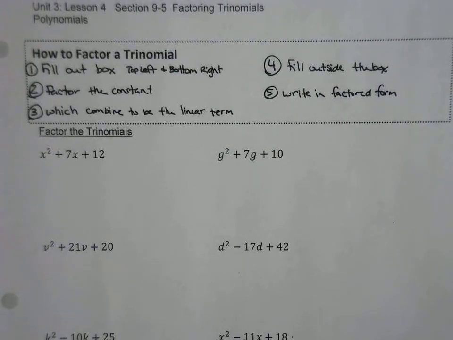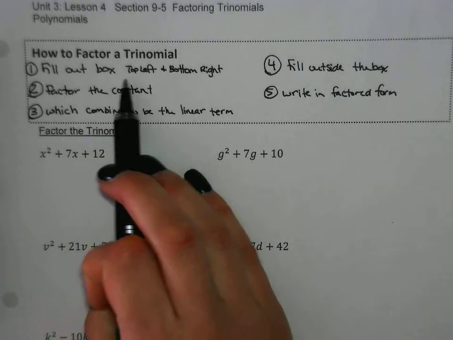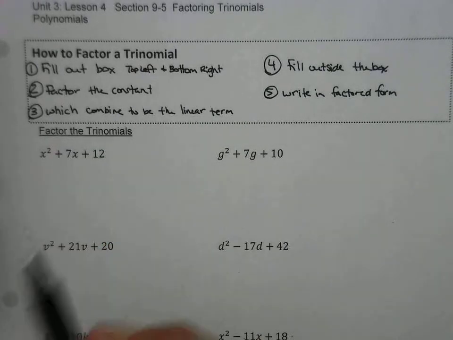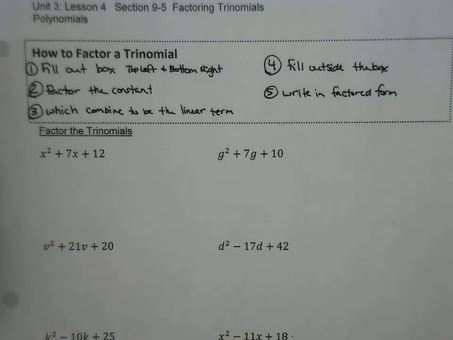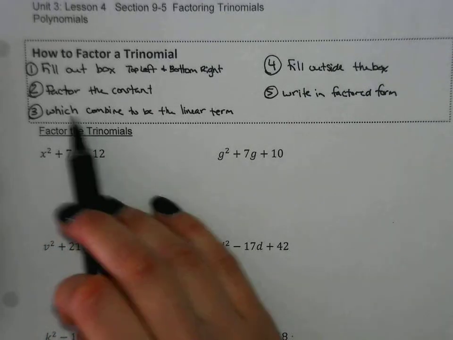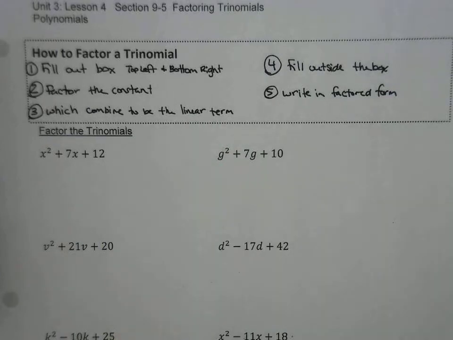Today we are going to be working with factoring trinomials. So when we factor a trinomial, first we want to fill out the box, the top left and the bottom right. Then we're going to factor the constant. Step 3, we'll see which ones can combine to be the linear term. Step 4, we'll fill outside the box, and step 5, then we'll write in factored form.